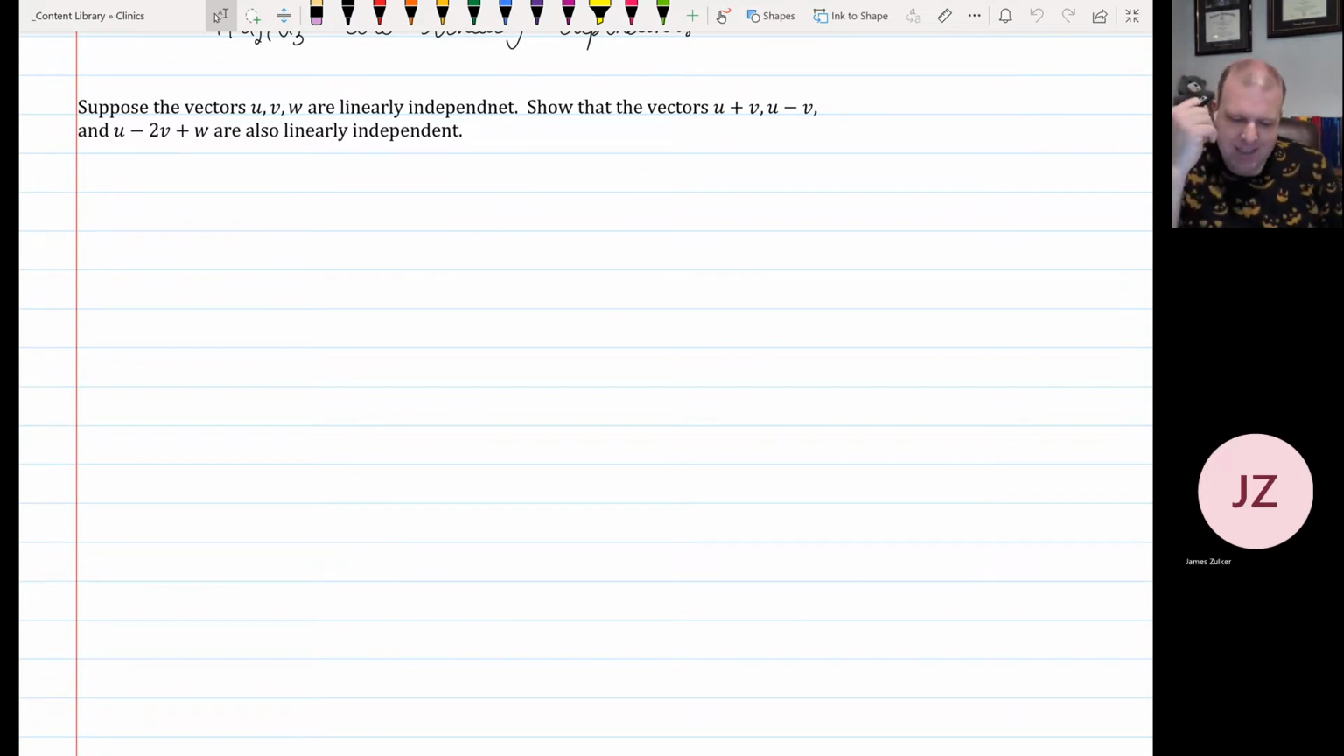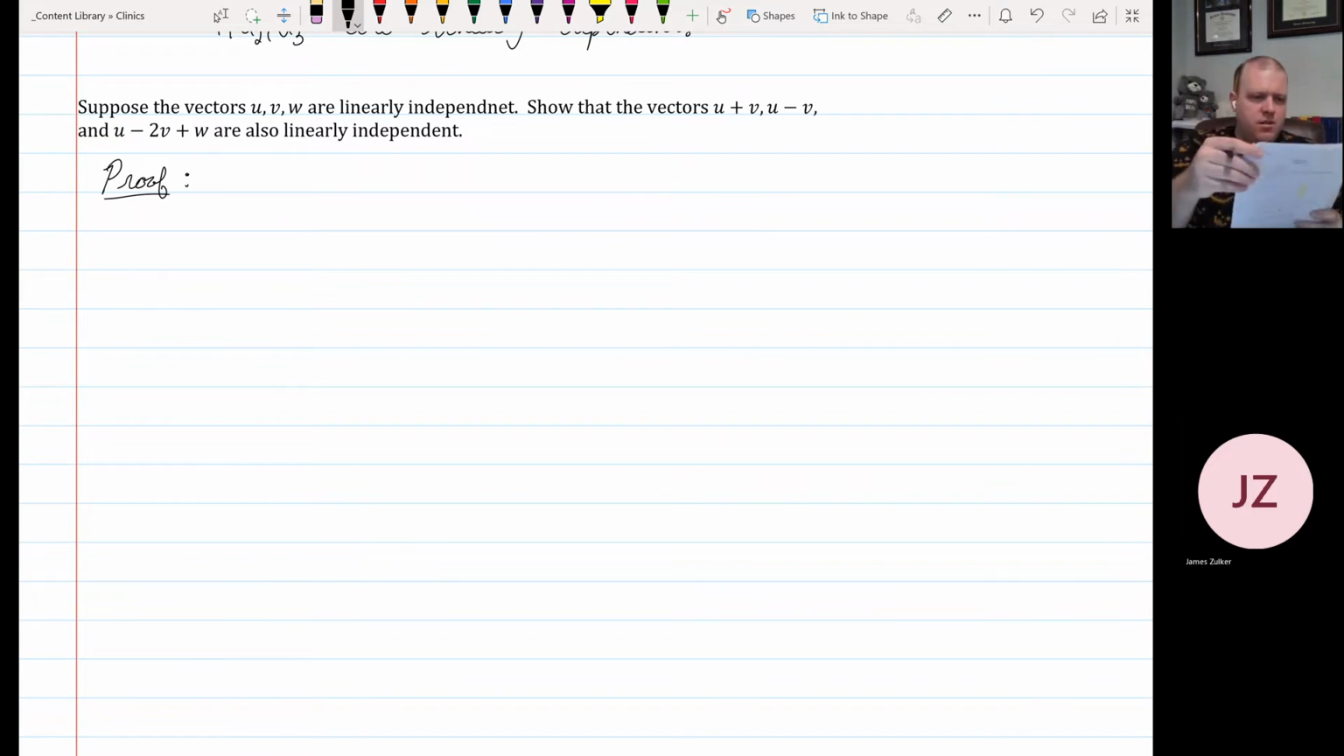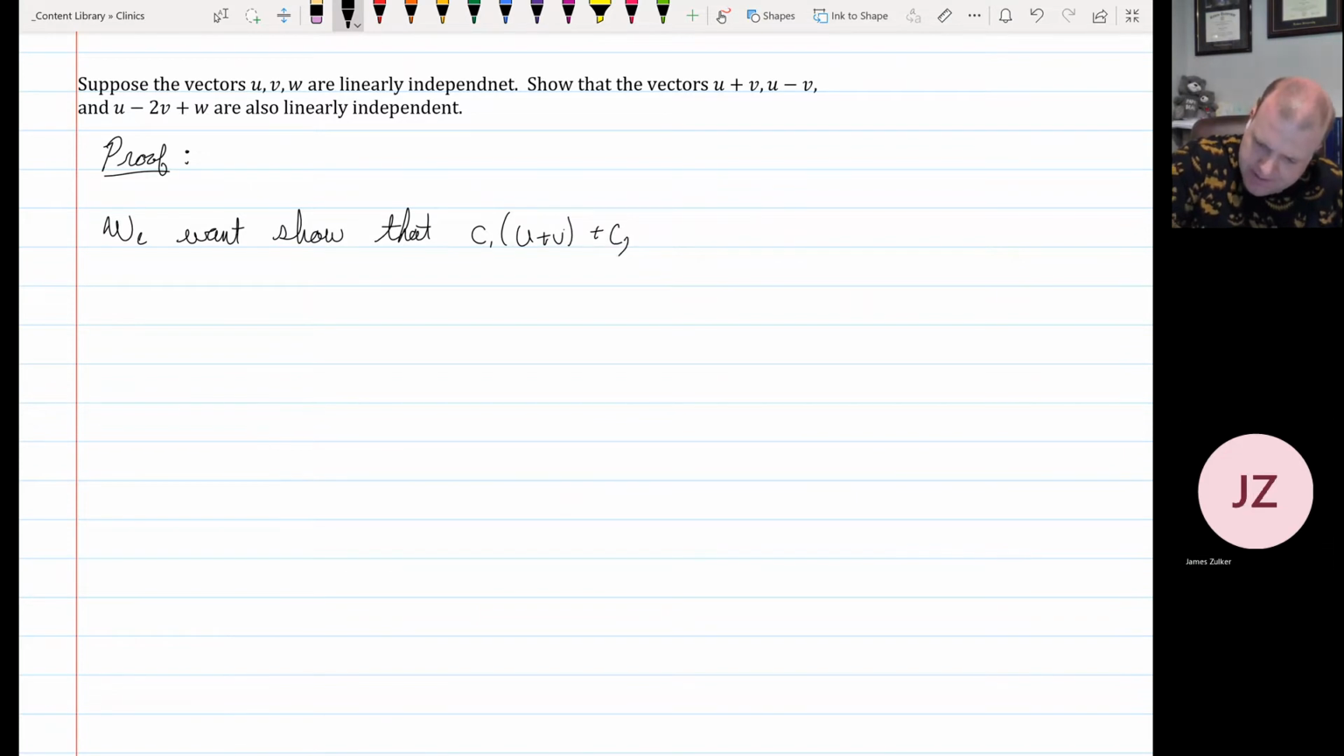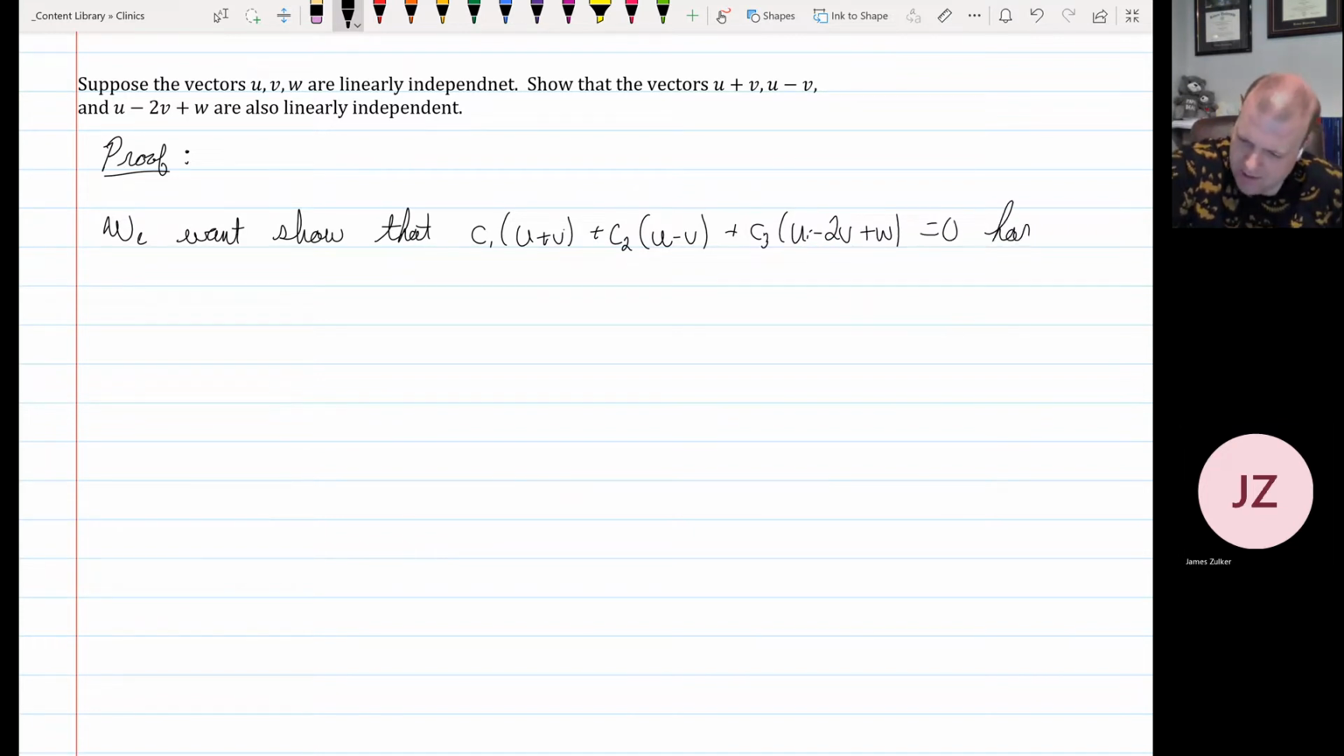What we're now going to do is suppose that the vectors u, v, and w are linearly independent. We will show that u plus v, u minus v, and u minus 2v plus w are also linearly independent. In other words, we want to show that C1 times (u plus v) plus C2 times (u minus v) plus C3 times (u minus 2v plus w) equals 0 has only the trivial solution.